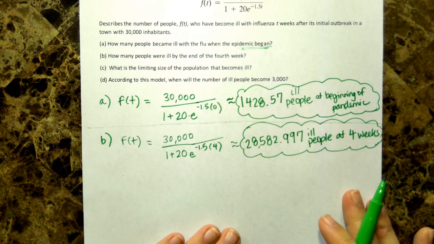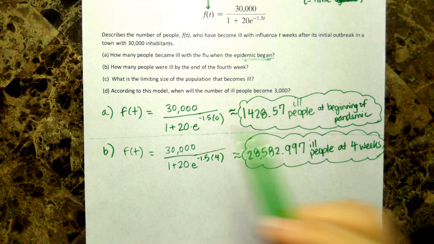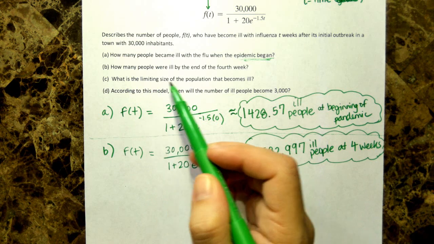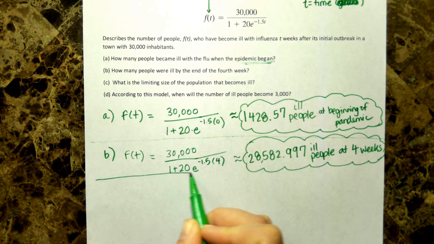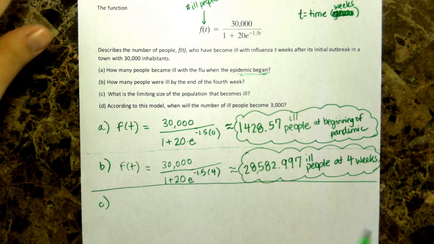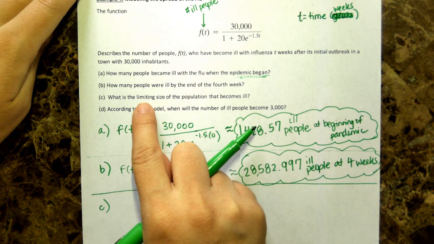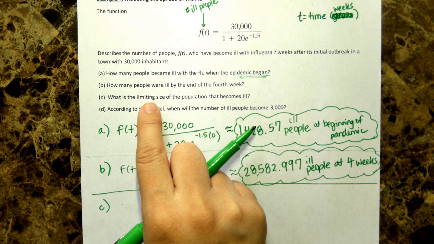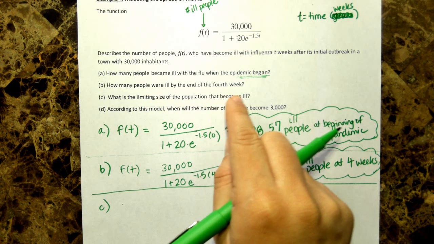Okay. All right. Part C says, what is the limiting size of the population that becomes ill? Now, this isn't really a calculation problem. This is more something that you need to consider and think about what makes sense. According to this model and everything they've told us, what is the limiting size? Meaning, what's the maximum amount of people of this population that can become ill?